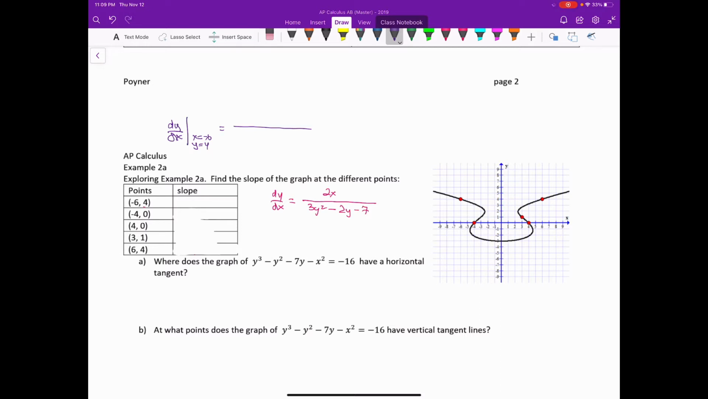So let's see, we get 2 times -6 for x, and then 3 times 4 squared minus 2 times 4 minus 7, which is -12 over 48 minus 8 is 40 minus 7, so 33. So that's going to give me -12 over 33. The -11 over 33 would be about a third. So let's see if I sketch here, does that slope look like it's about a third? I think that looks about right.